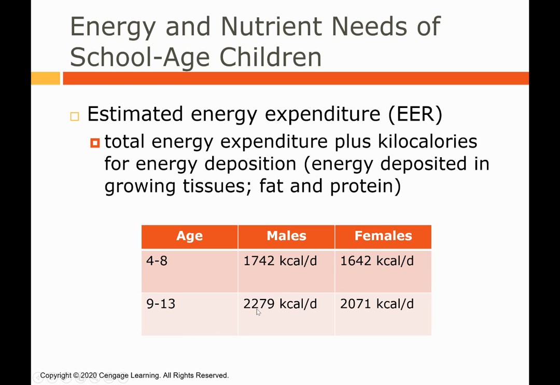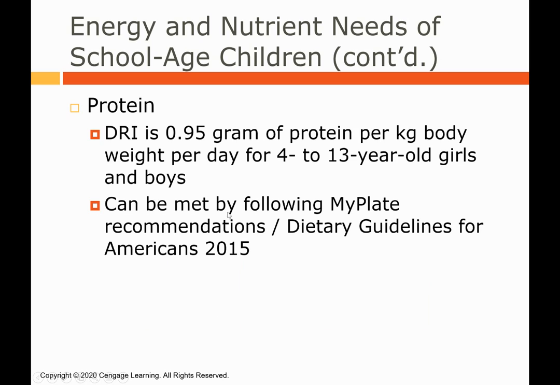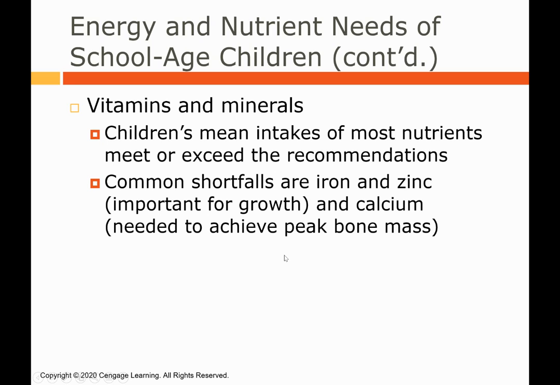For ages 9 to 13, it's 2,279 calories per day for males and 2,071 calories per day for females. Be familiar with these numbers. They are important to know. The DRI for protein is 0.95 grams of protein per kilogram of body weight per day. For 4 to 13-year-old girls and boys, it's the same. And in general, protein can reasonably be met by following the MyPlate recommendations and Dietary Guidelines for Americans.